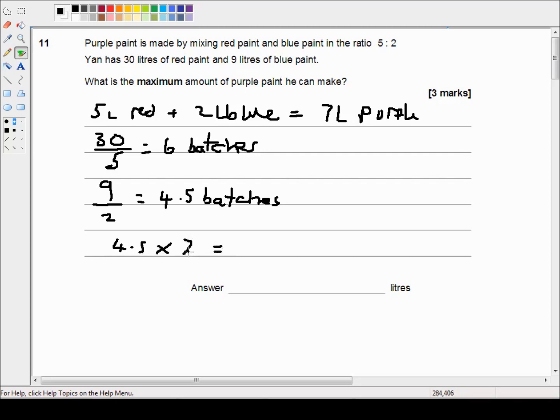Well, 4 times 7 is 28, and 0.5 times 7 is half of 7, which is 3.5, and 28 plus 3.5 is 31.5. So he can make a total of 31.5 litres. Of course, you are allowed to use a calculator if you want to.